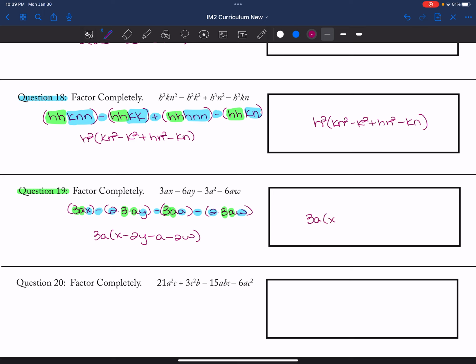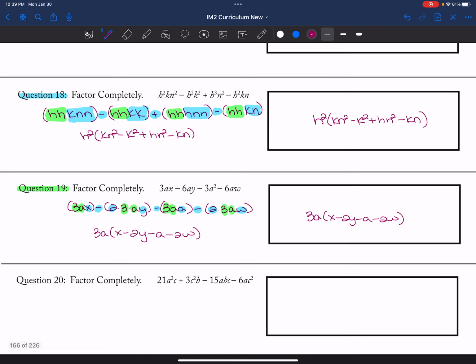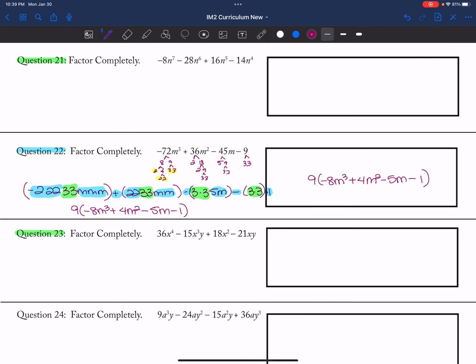Okay, so 3a, so I have x minus 2y minus a minus 2w. And then we'll go here, so 8. Oh boy, negative 2 times 2 times 2, 1, 2, 3, 4, 5, 6, 7 n's. That gives me our first term. Minus 28, which is 2 times 2 times 7, 6 n's. Plus 16, which is 2 times 2 times 2 times 2, 5 n's. And then 14, which is minus 2 times 7, and then 4 n's.